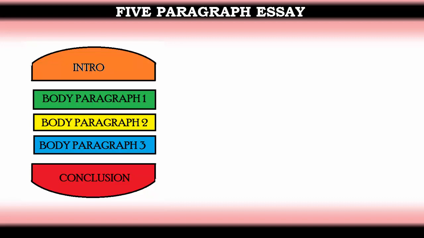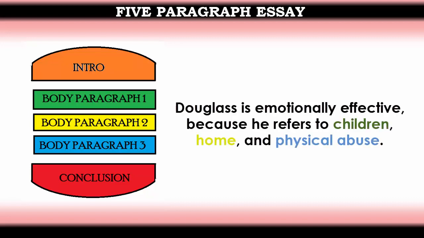the 3 body paragraphs. With this format, usually your 3 reasons end up being 3 topics that you're going to discuss. So for example, I might have a thesis that said, Douglas is emotionally effective because he refers to children, home, and physical abuse. For shorter papers, this might work, and it's worth noting that your organizational system will stem primarily from your thesis, so this approach does have some value.